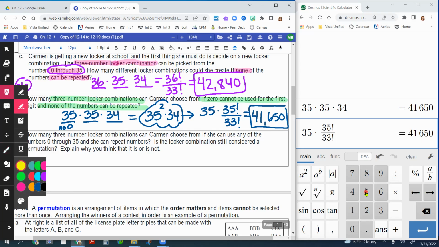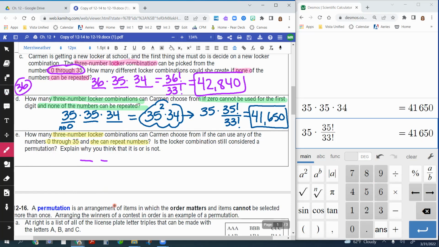On the next one, how many 3-number locker combinations can Carmen choose from if she can use any of the numbers 0 through 35, and she can repeat them? Is this locker combination considered a permutation? Explain why you think that this is or is not. So in this case, we've got 1, 2, 3. We're going to use the numbers 0 through 35, which is actually 36. We're allowed to repeat, so it's going to be 36 times 36 times 36, or 36 to the third.